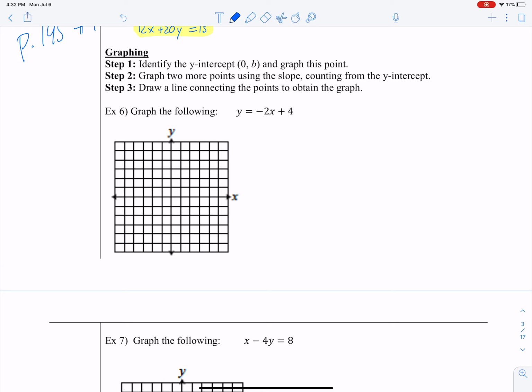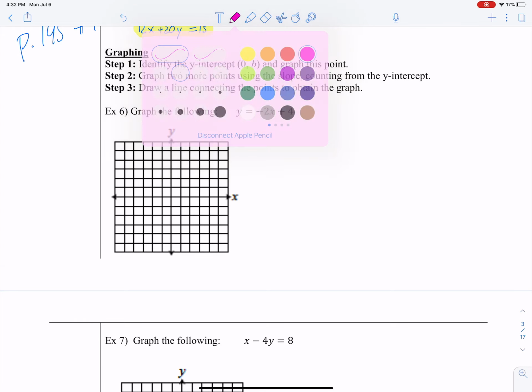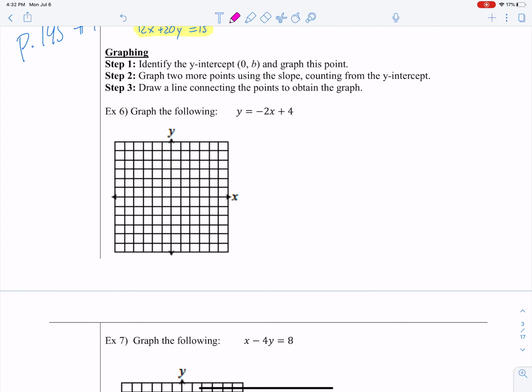So I'm going to graph my y-intercept onto my graph. Here it's at 4. So I'm going to find my center, and I'm going to go up 1, 2, 3, 4. So I'll graph that right here. Okay, so that's my y-intercept. Remember, my y-intercept is on the y-axis.